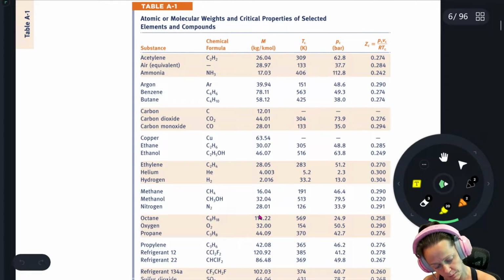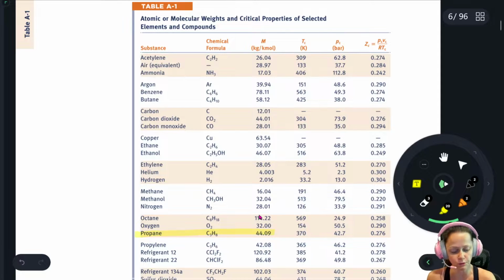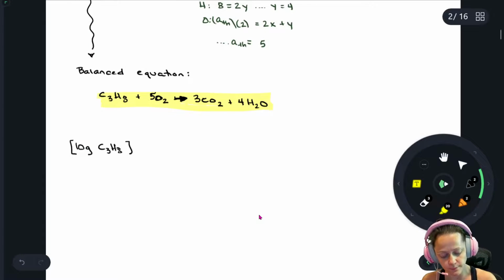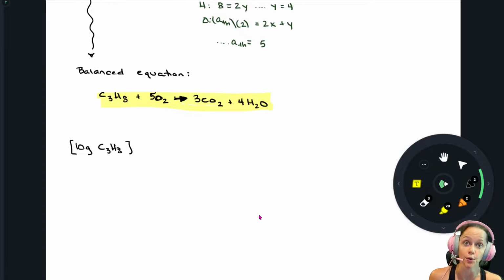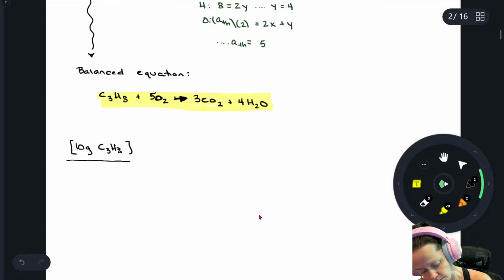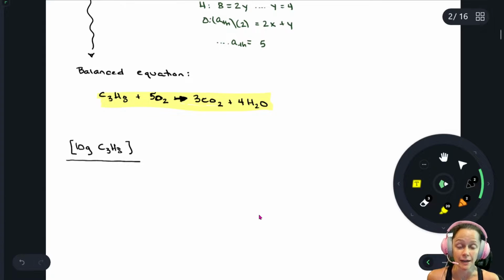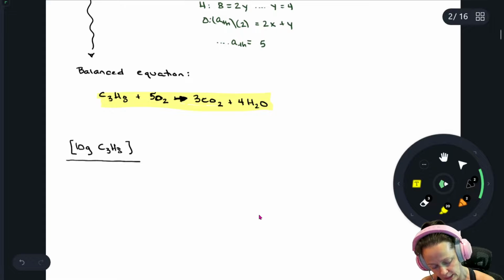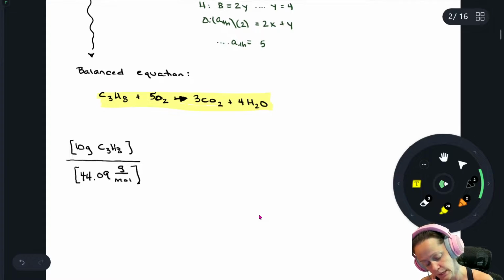So there we go. So we have propane. There we go. So 44.09 is my molar mass. Let's go ahead and get that there. Well, I would say kilograms per kilomole, but let's put it in grams per mole. All right, so it's going to be divided by, right? So divided by my molar mass. So my molar mass, again, 44.09 grams per mole. And that's going to give me my number of moles.